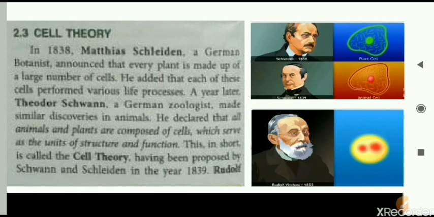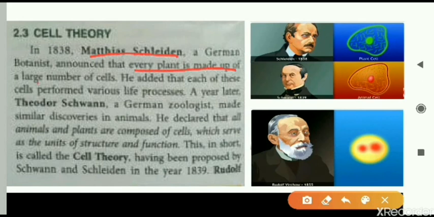But both the points are important. So let us see what Schleiden said. First, Schleiden's announcement was that every plant is made up of a large number of cells, and what he said was with regard to plants. Next, one year later, Schwann came up. He was a zoologist who studied animals. So he also gave another statement. He said that all animals and plants are composed of cells which serve as the unit of structure and function.